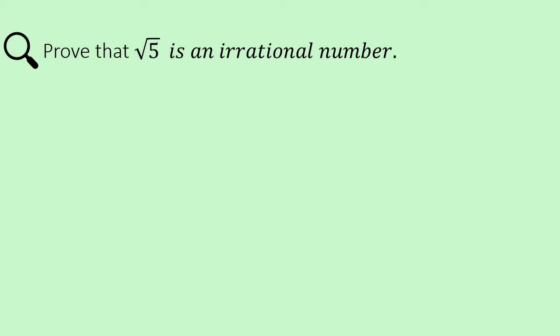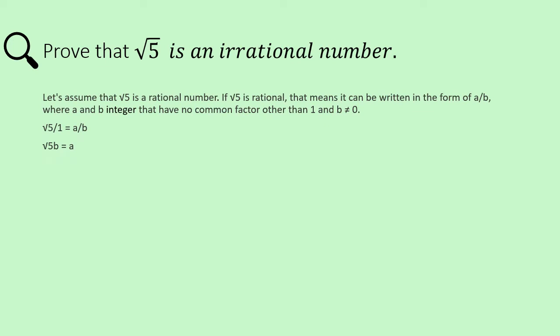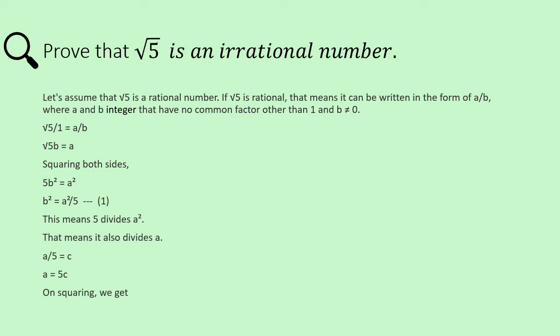Here we have to prove that root 5 is an irrational number. First, let us assume that root 5 is a rational number. If root 5 is a rational number, it can be written in the form a by b, where a and b have no common factor other than 1 and b is not equal to 0. Root 5 is equal to a by b, so root 5 b is equal to a. Now we will square both sides and it's 5b square is equal to a square. b square is equal to a square by 5. This clearly shows that 5 divides a square and it means that a is also divisible by 5.